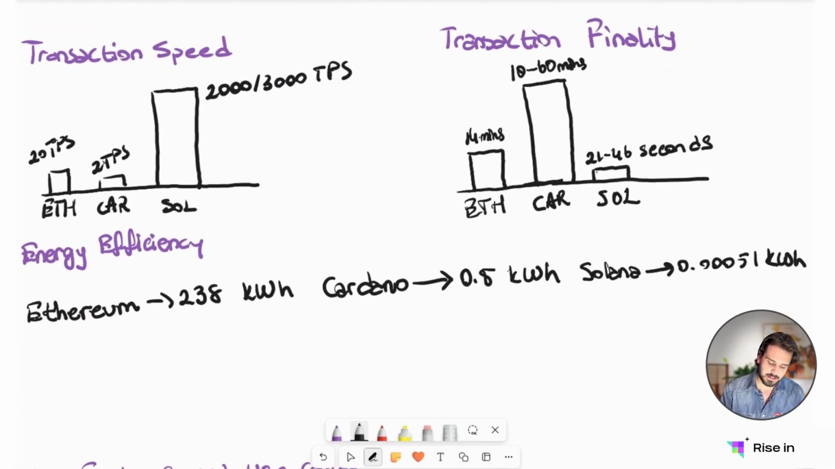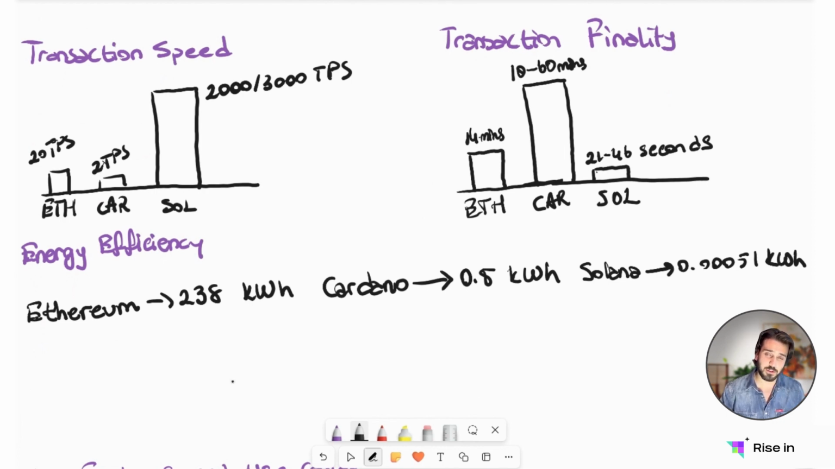So here, as you can see, we have our transaction speed. Here is Ethereum with 20 transactions per second. Then we have Cardano with 2 transactions per second. And here we have Solana, which is from 2,000 to 3,000 transactions per second. And then we have the transaction finality. For Ethereum, it's approximately 40 minutes. With Cardano, it's between 10 minutes to 60 minutes. For Solana, it's between 21 seconds and 46 seconds.